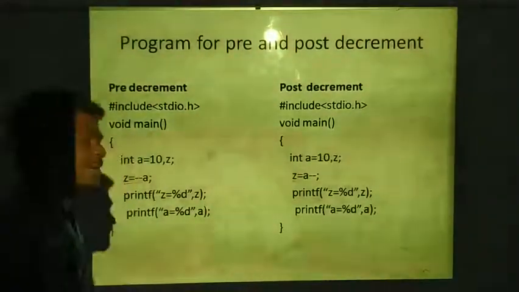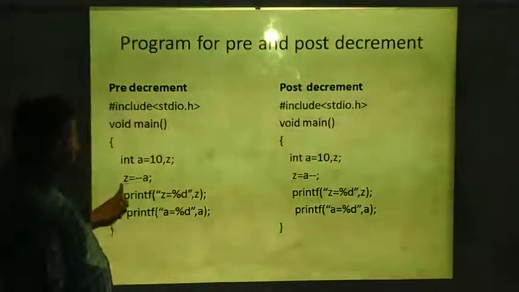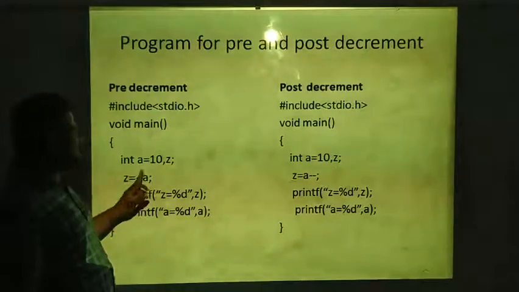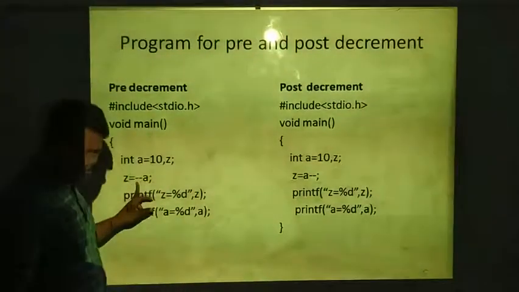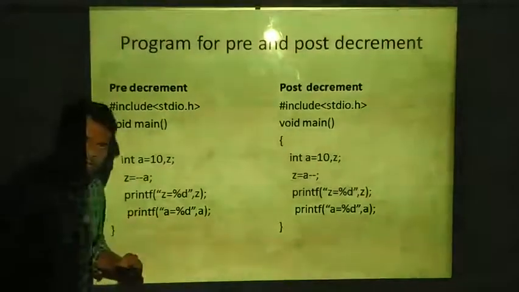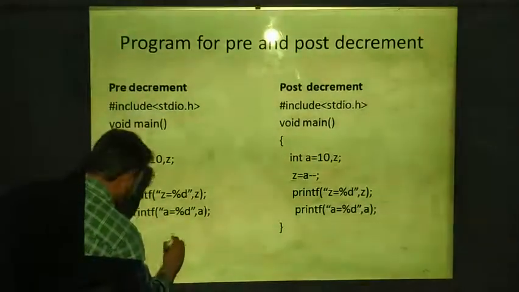Decrement means what? Decreasing the value by 1. Here A is equal to 10, Z is equal to minus minus A. Means what? First it decreases the value by 1, then after that it prints the value of A. So what will be the output for this?